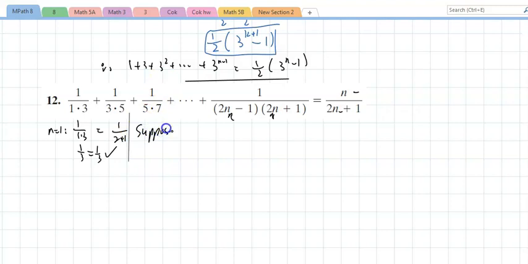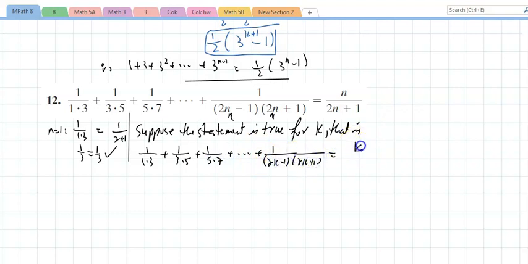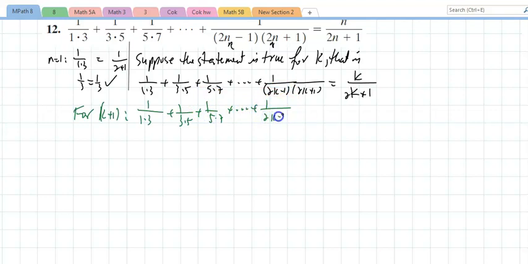Assume, suppose the statement is true for k. That is, as you see it, just put a k in there. 1 over 1 times 3 plus 1 over 3 times 5 plus 1 over 5 times 7 plus 1 over 2k minus 1 into 2k plus 1 equals k over twice k plus 1. For k plus 1, it's identically what I see. That's S sub n, because now you're adding those. So literally what I see, plus the next term.